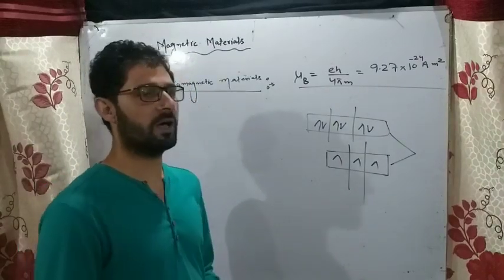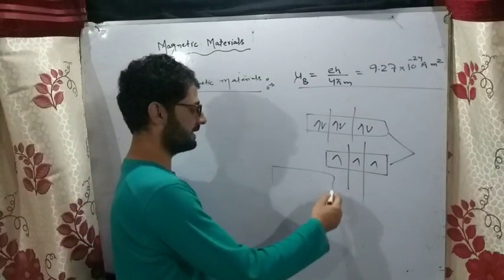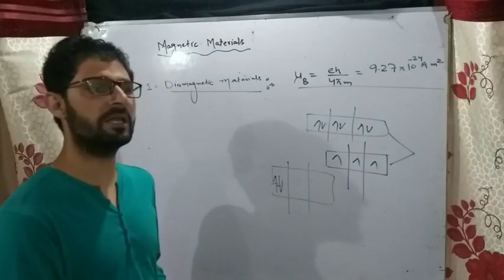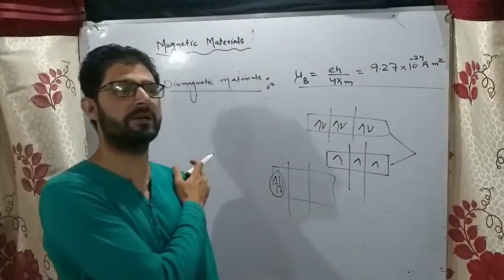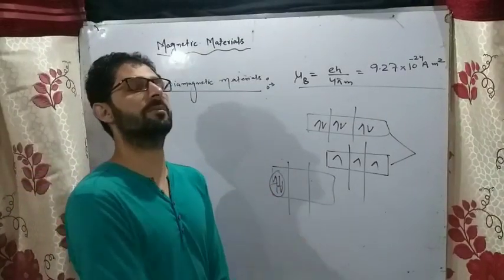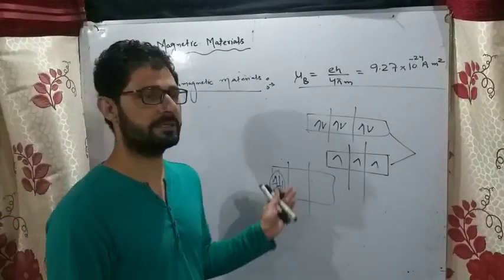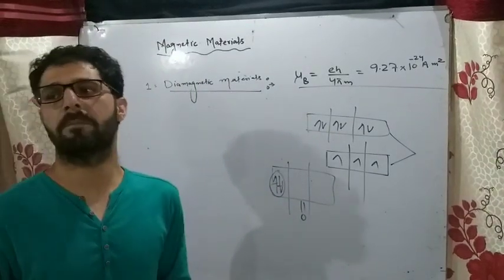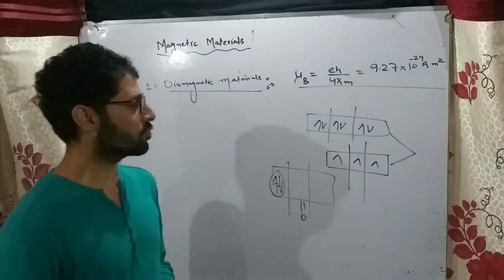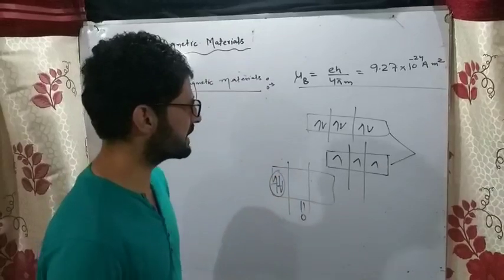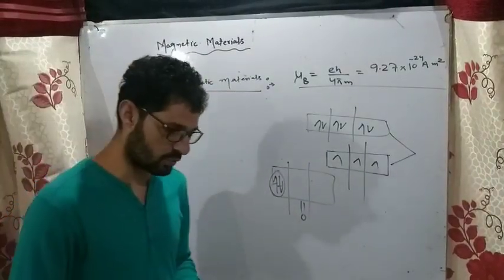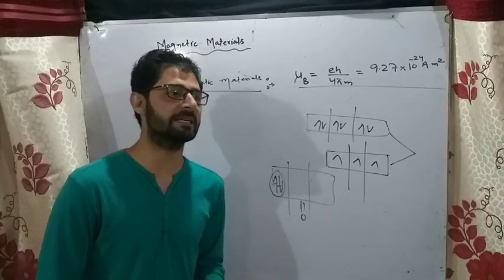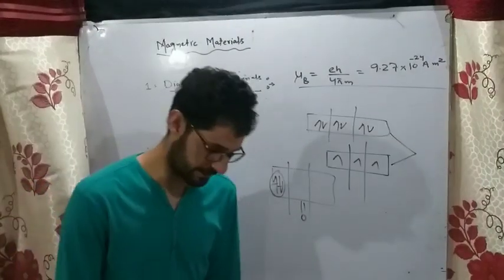Because we know every moving electron has a magnetic moment. In a pair, one is spin up and the other is spin down. In the case of paired electronic configuration, the magnetic moment of one electron is cancelled by the magnetic moment of the other electron. That makes the net magnetic moment zero, and that's why the substance behaves as a diamagnetic substance. So diamagnetic substances are those which are weakly repelled or weakly magnetized in the direction opposite to the direction of the applied magnetic field.